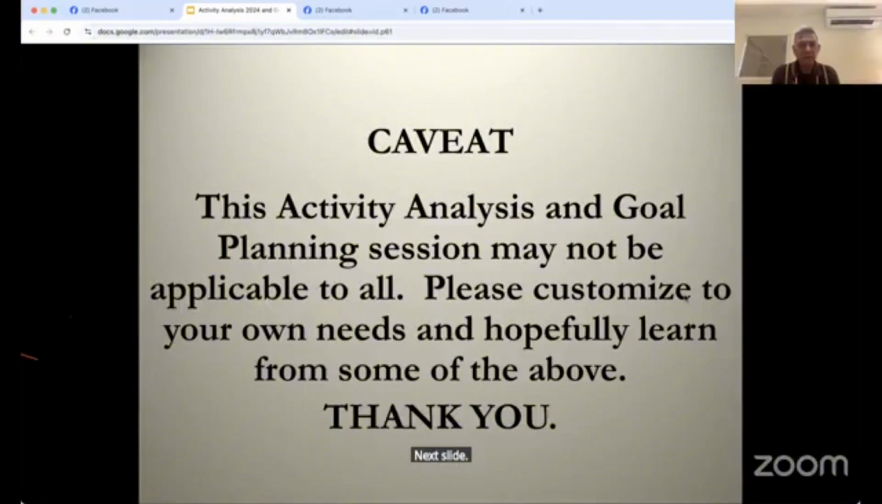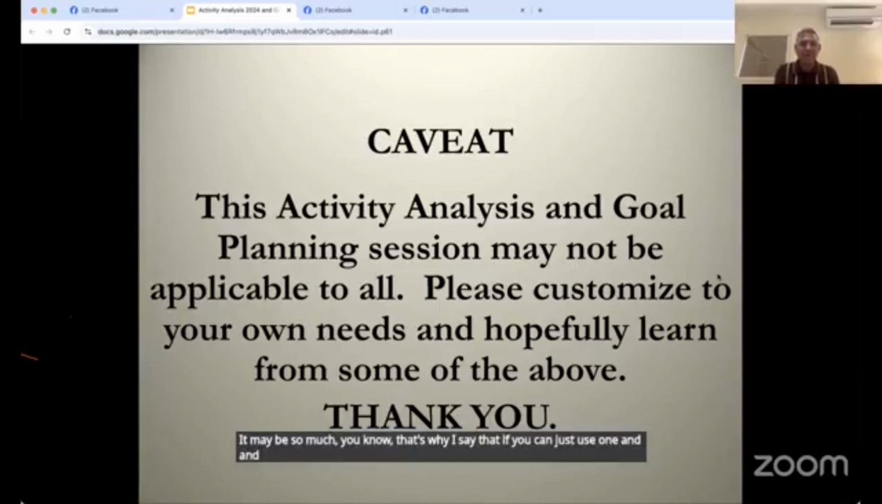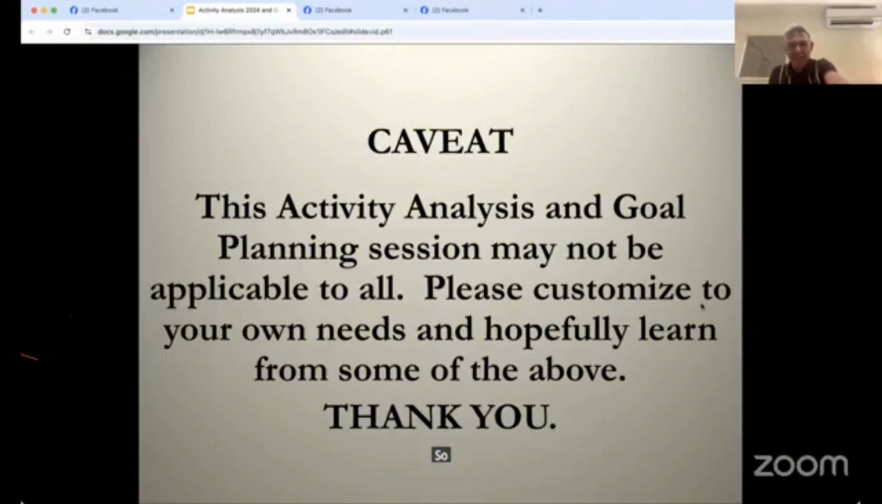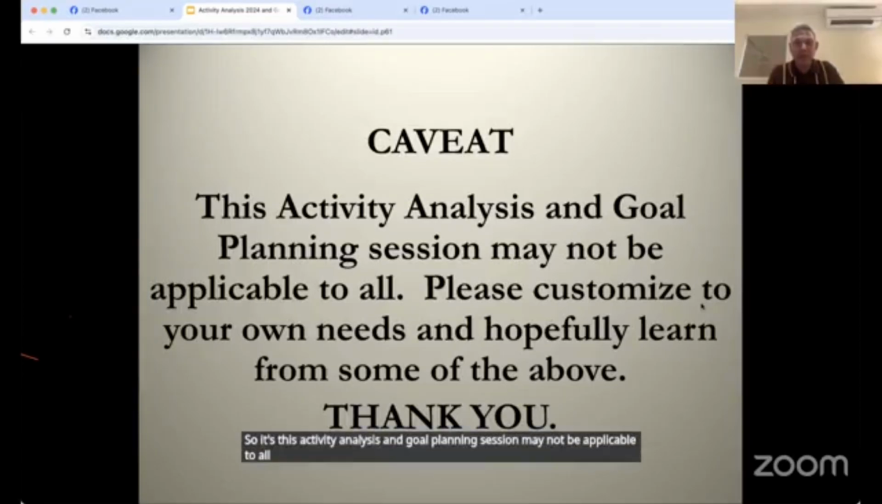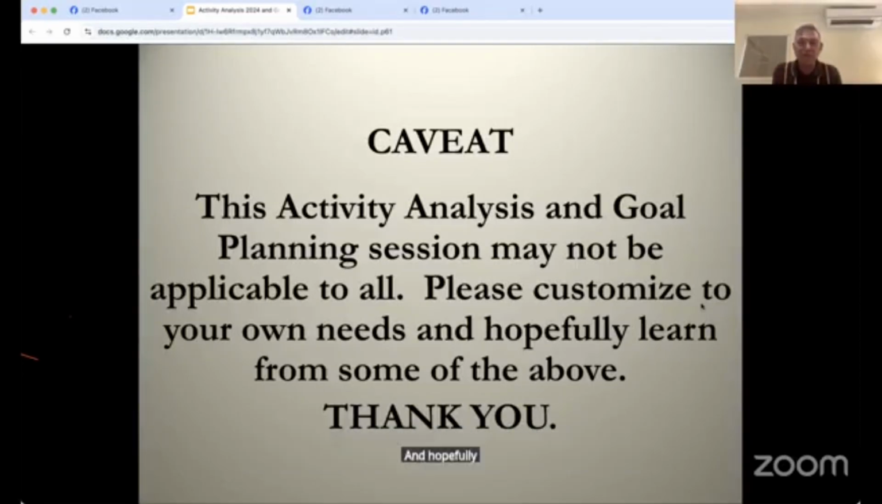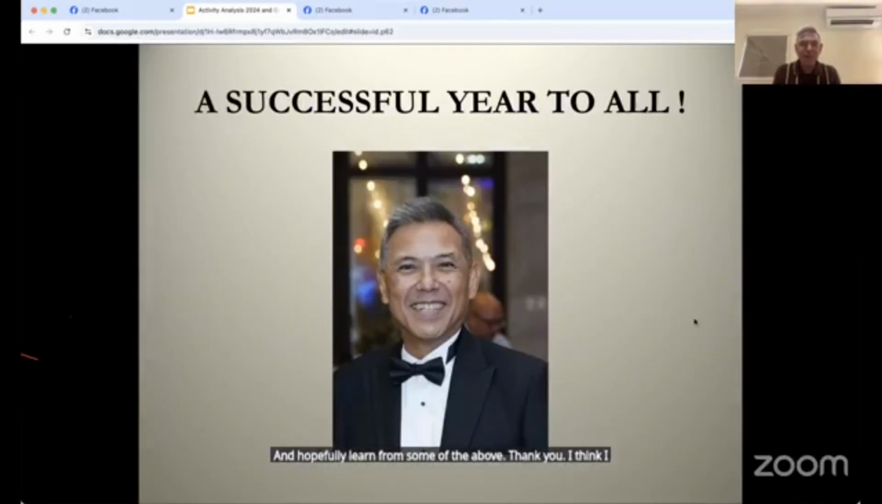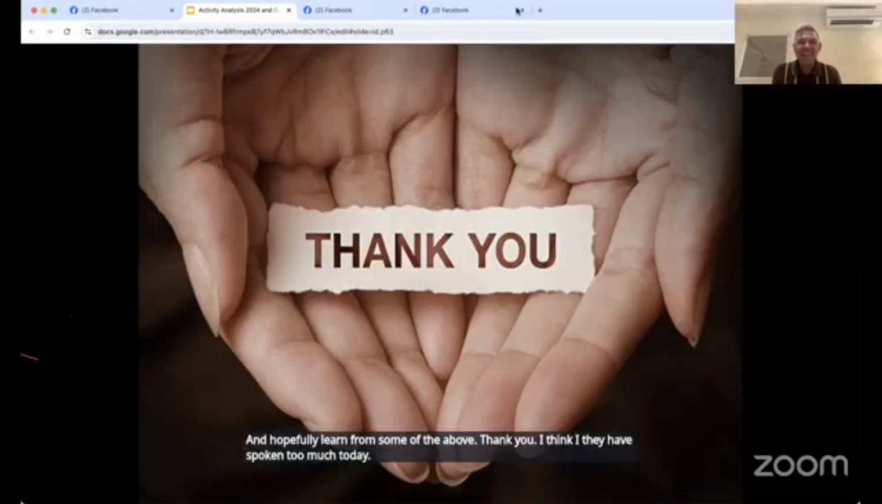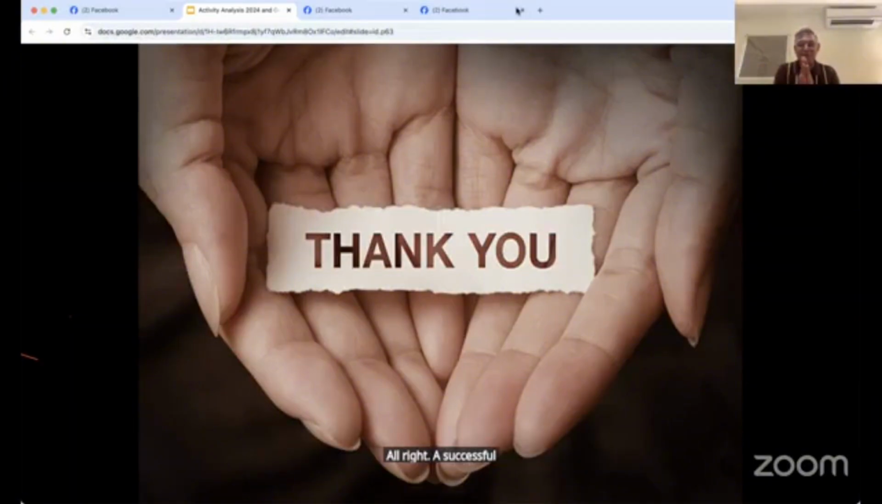Okay. This activity, I say this all the time, it may be so much, that's why I say that if you can just use one for your good, and it may be helpful for you, that's my prayer for you. So this activity and analysis and goal planning session may not be applicable to all. Please customize to your own needs and hopefully learn from some of the above. Thank you. I think I may have spoken too much today. All right. A successful year to all, and thank you so much.